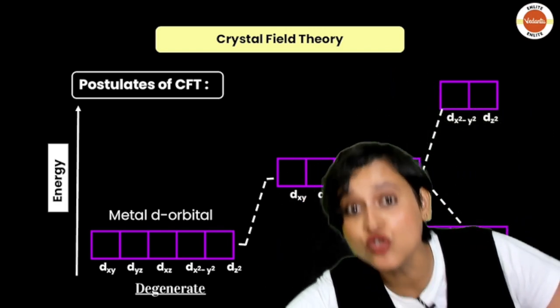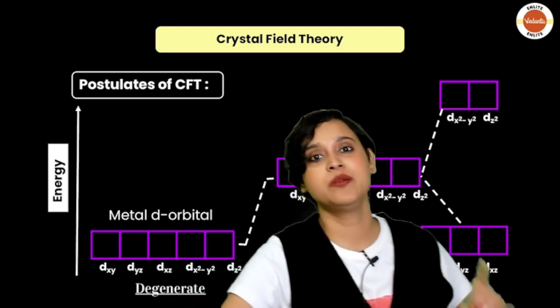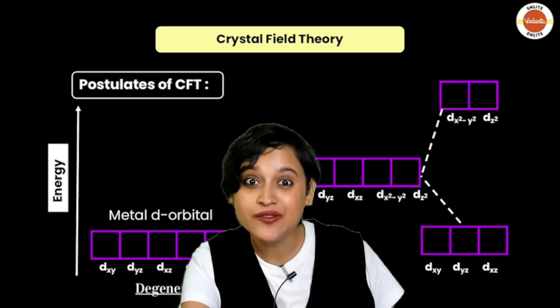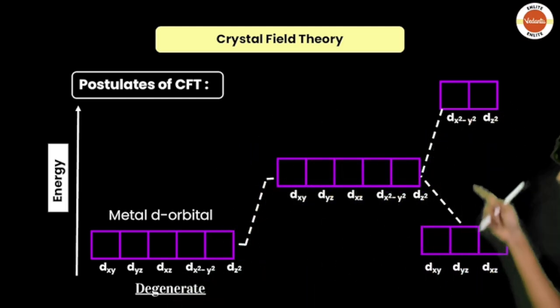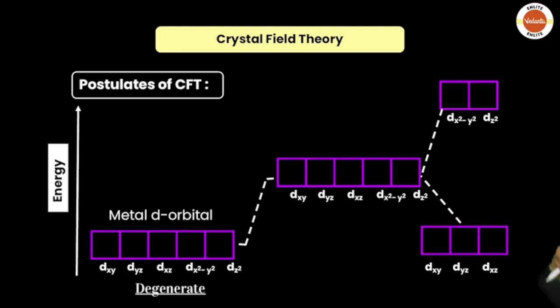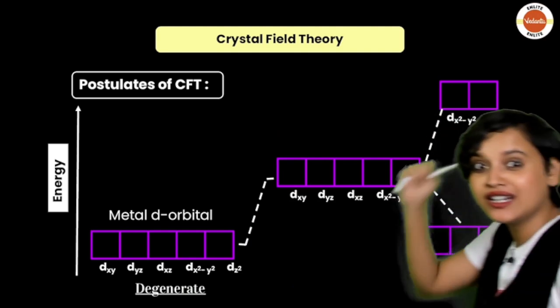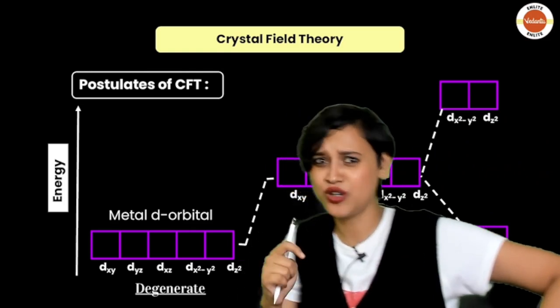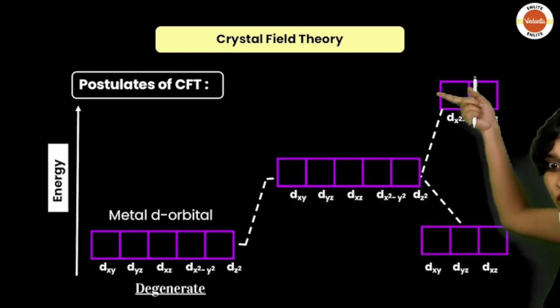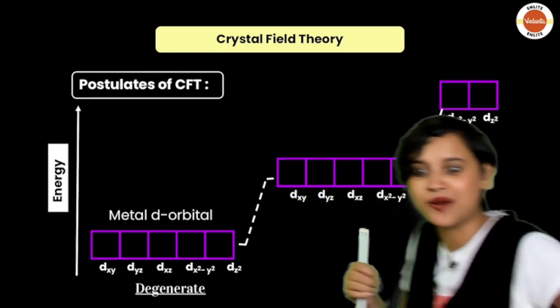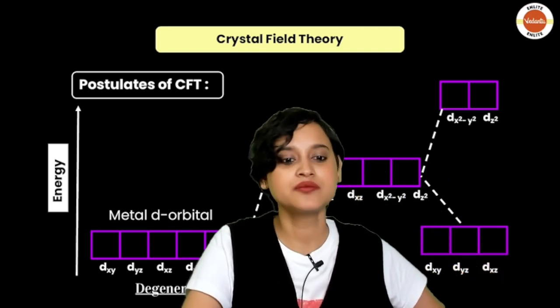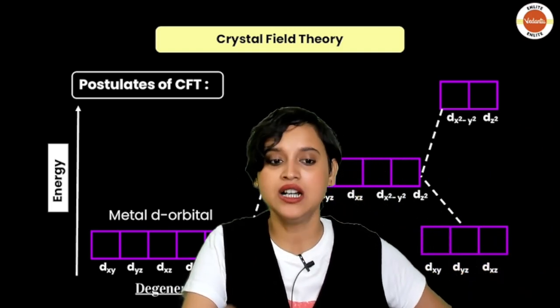But it also always depends on the nature of the crystal field. Of course, you understood, right? What if it was not your grandparents? What if it was some uncle and auntie who you don't really like? Then what will happen? Your energy level will go up and maybe your parents' energy level will come down. Got my point? So this is what happens here, okay?